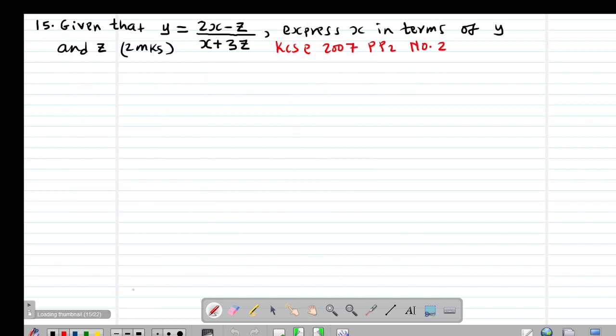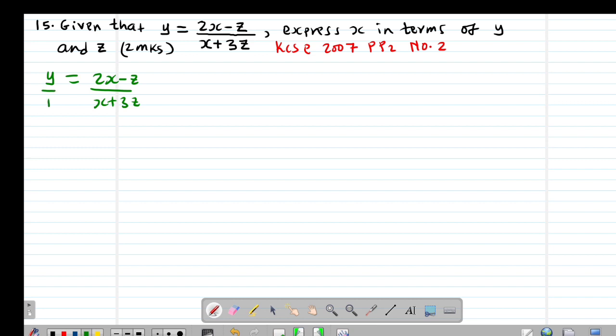Then we look at our question number 15, which is also a past KCSE question done in 2007 paper 2 number 2, which reads that we are given that y is equal to 2x minus z, then divided by x plus 3z. Express x in terms of y and z. So we simply need to make x subject of the formula.